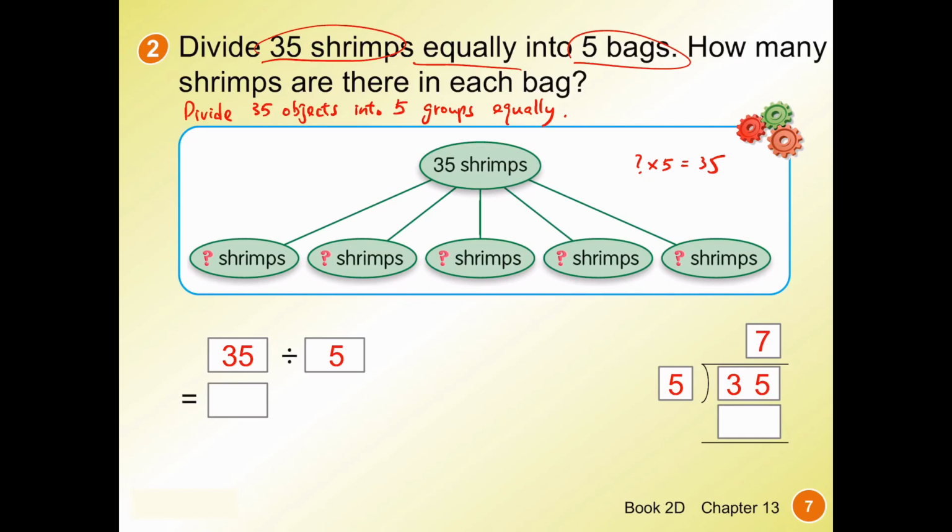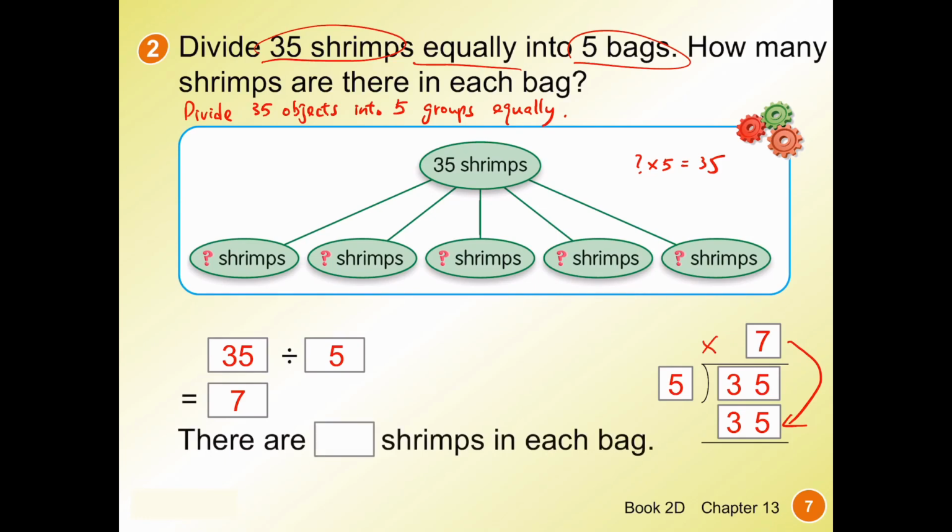So we know that 5 times 7, or 7 times 5, equals 35. So that means there are 7 objects or 7 streams in each group or in each bag. So there are 7 streams in each bag.